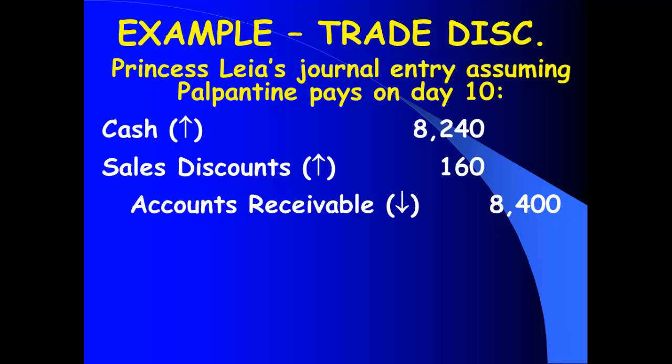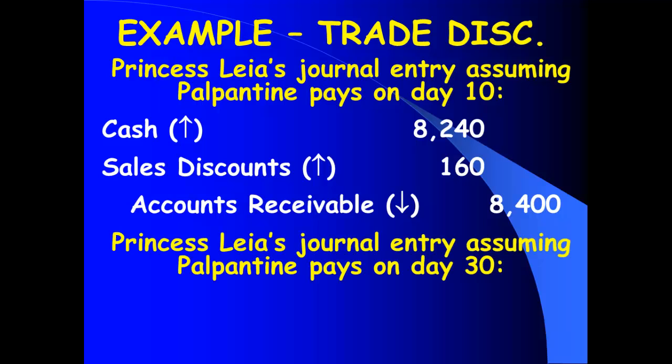What type of an account is sales discounts? Contra what? It's a contra revenue. It's a contra account to sales or a contra revenue account then. Sales or revenue has a credit balance. Its contra accounts have a debit balance. This account is called sales discounts. The only person who can use that account is the seller. The buyer can never use the account of sales discounts because that wouldn't make sense, right? Only the seller uses the account of sales discounts.